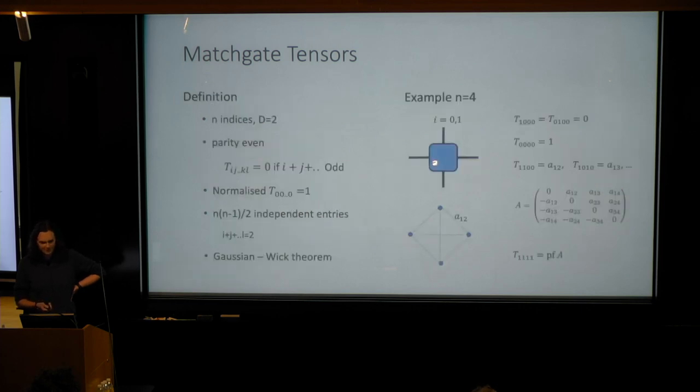Okay. So now let me give you the definition that is more suitable in our context.